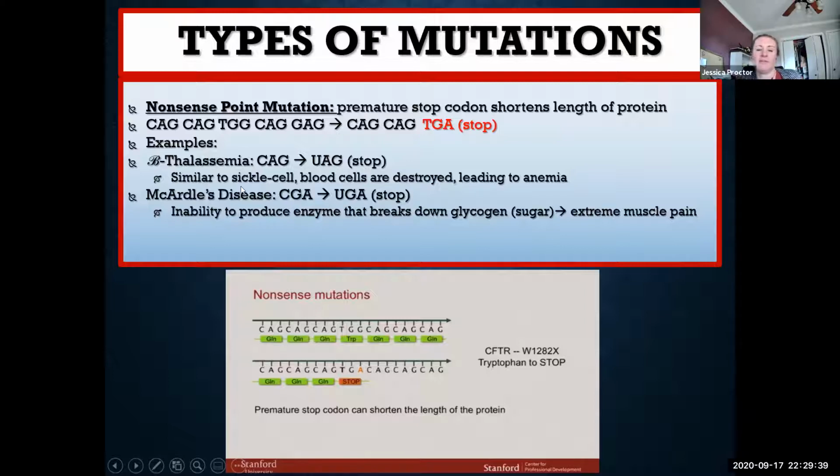So it's similar to the sickle cell example where blood cells are destroyed, leading to anemia, and also McArdle's disease. So the CGA changes to a UGA, which is a stop codon, which results in an inability to produce the enzyme that breaks down glycogen, which is sugar, and it results in extreme muscle pain.